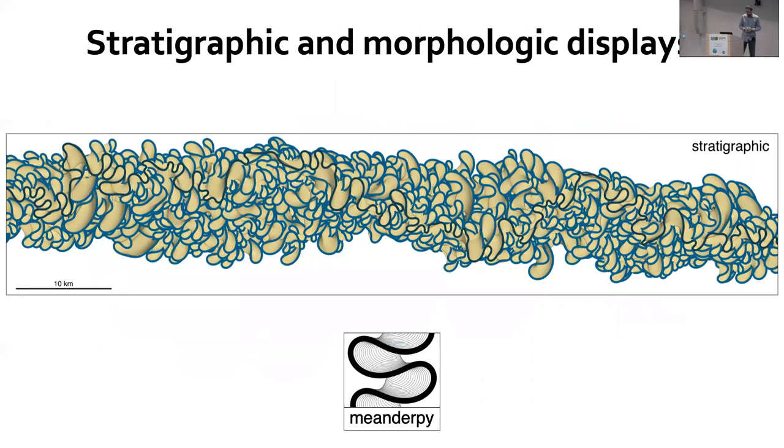So one way to display the results is this plan view plot, which I call a stratigraphic display. You basically see everything, all the cutoffs and all the channels that move through here. And the latest channel is highlighted in darker blue. Now we know that on the surface in Google Earth, you don't really see this because it's covered by vegetation and oxbows are filled up.